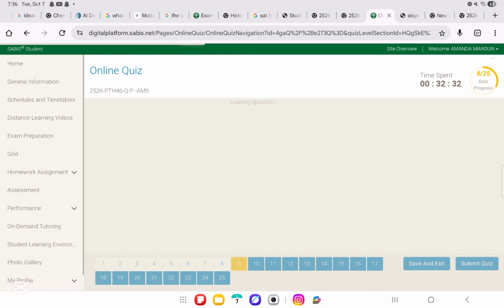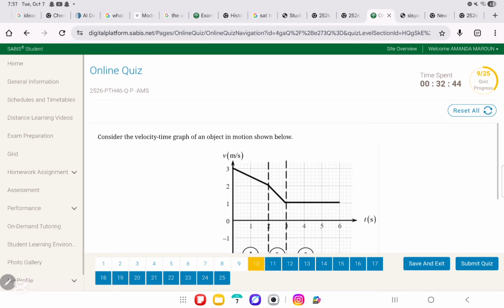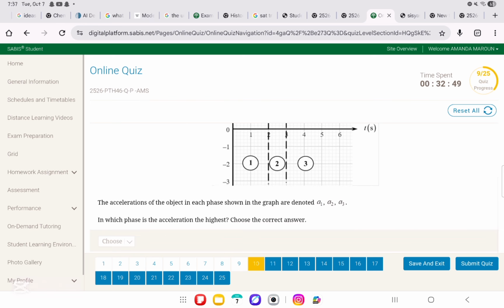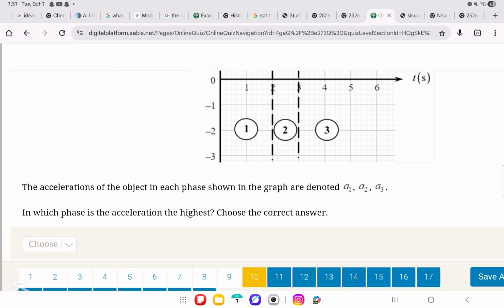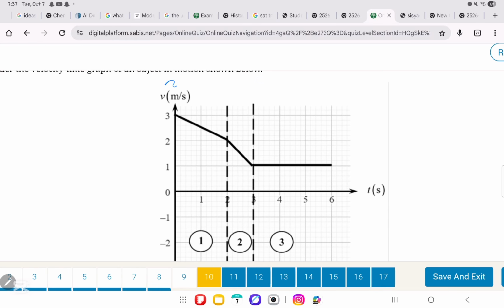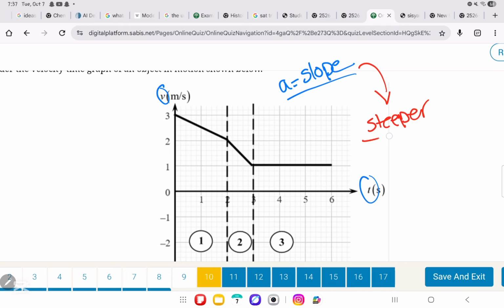What does it say in question number 10? Consider the velocity time graph of an object in motion shown below. The accelerations of the object in each phase shown are denoted by A1, A2, and A3. In which phase is acceleration the highest? Very simply, we're dealing with a VT graph. That means acceleration is the slope. So, the steeper the slope, if there's an increase in the steepness, the acceleration will increase, meaning it will have a higher acceleration.